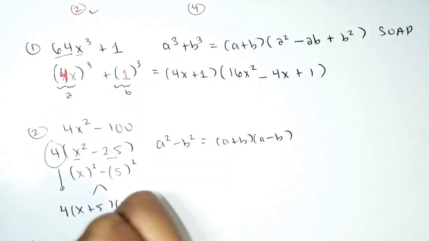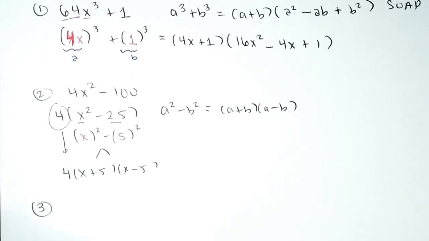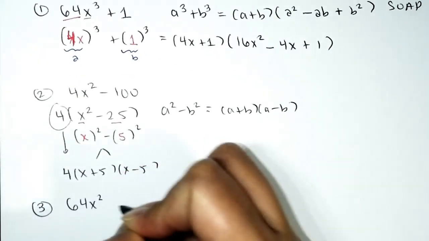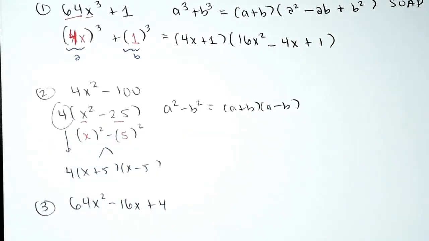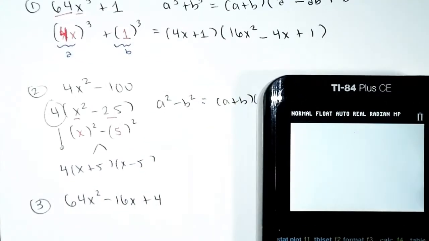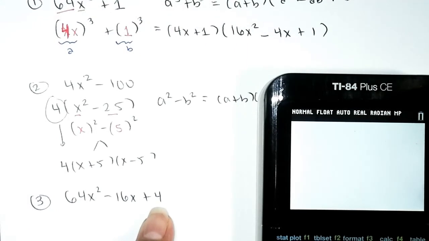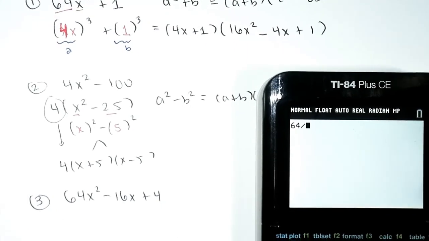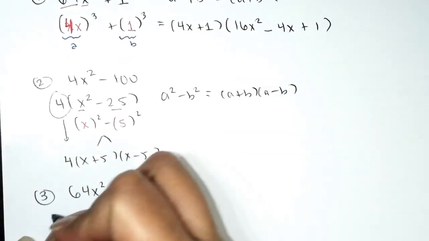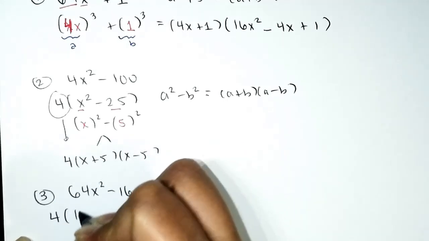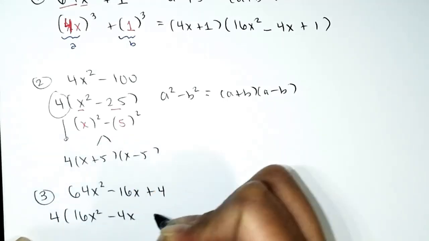Polynomial number 3, we have 64x squared minus 16x plus 4. Cool. So I'm not quite sure what the common factor is. I know that 16 and 4 have a common factor of 4. So let me see if 4 goes into 64. And it does. So the GCF is 4. Let's go ahead and factor out 4. When we do, that will leave us with 16x squared minus 4x plus 1.